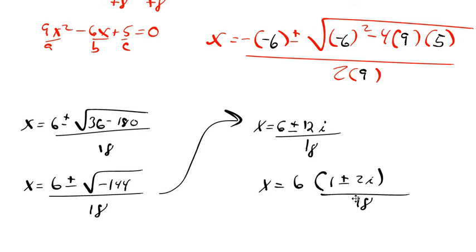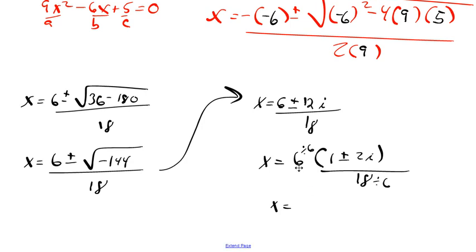Notice now, what number can divide into 6 and 18? Well, 6. I could divide the top by 6 and the bottom by 6. So x equals 1 plus or minus 2i all over 3. 6 divided by 6 is 1, but we could just ignore the 1 because 1 times something is itself. And 18 divided by 6 is 3.